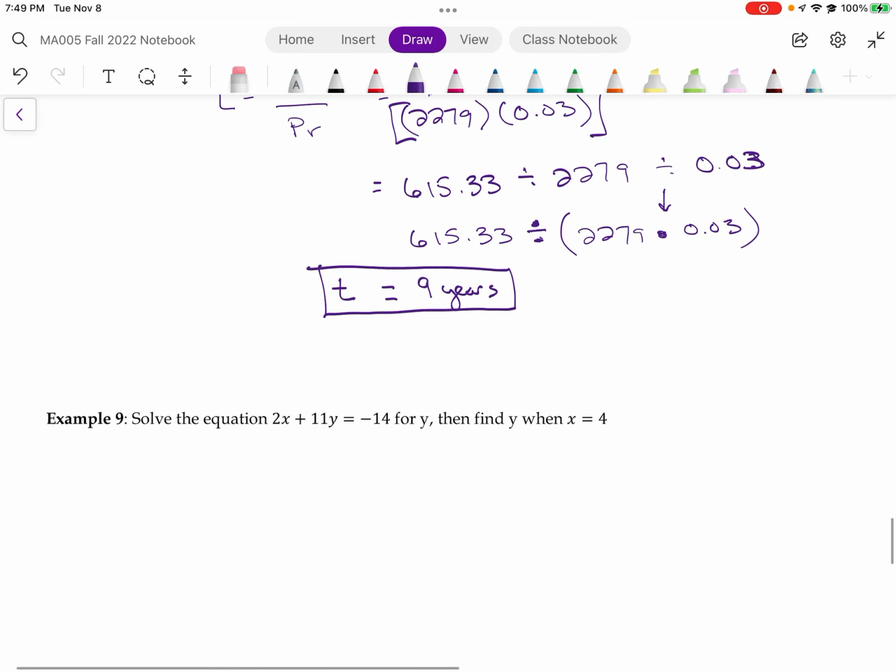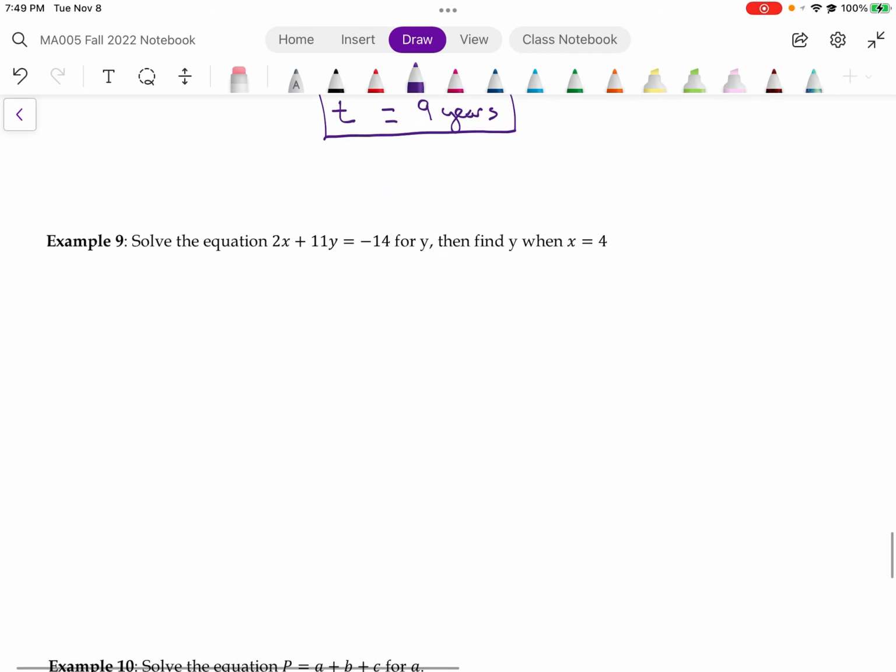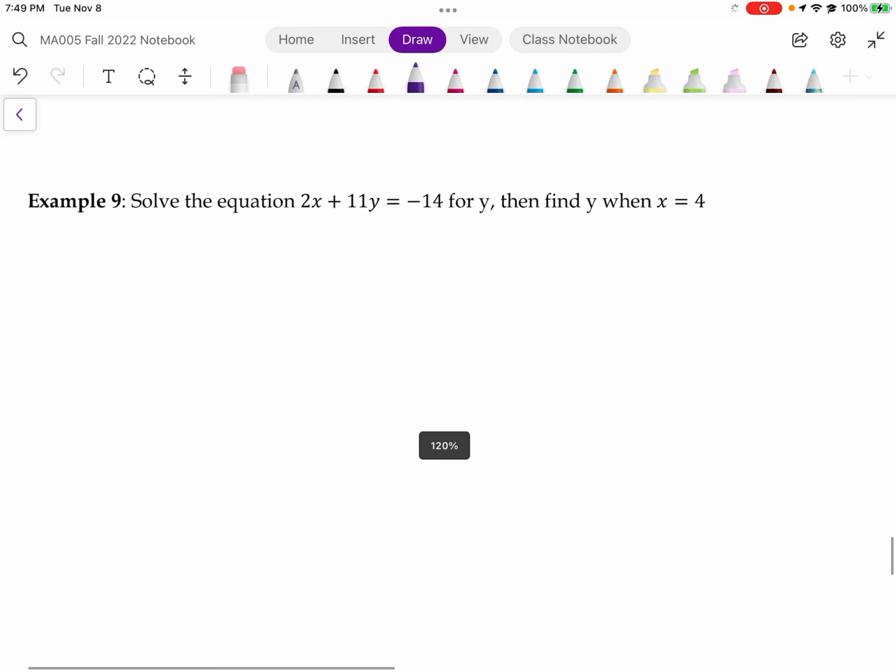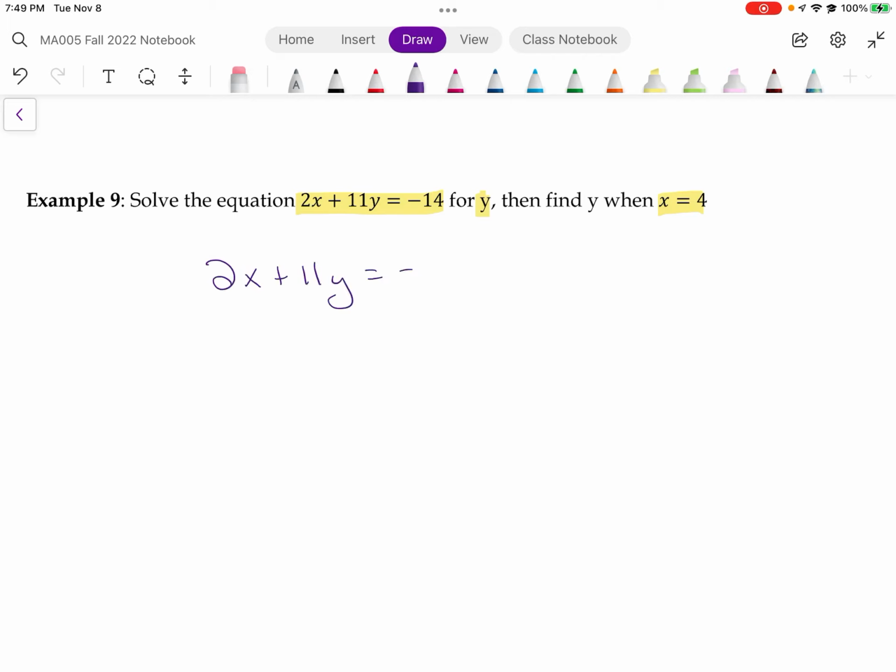All right, so solve the equation 2x plus 11y equals negative 14 for y. And then we're going to find y when x is 4. We'll do that second. Okay, so let's focus on the first part of the question. We've got 2x plus 11y equals negative 14. We're supposed to solve for y. So that's that one right there.